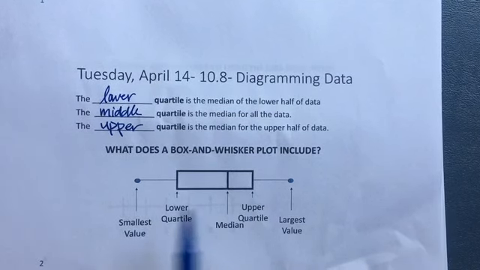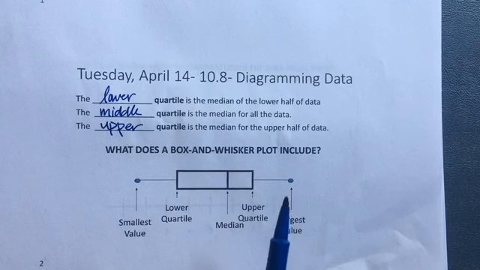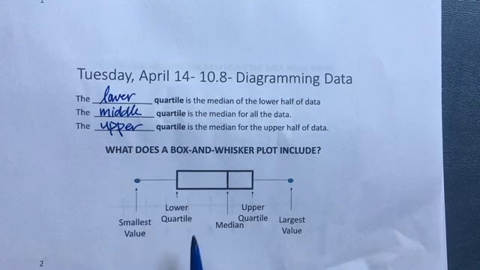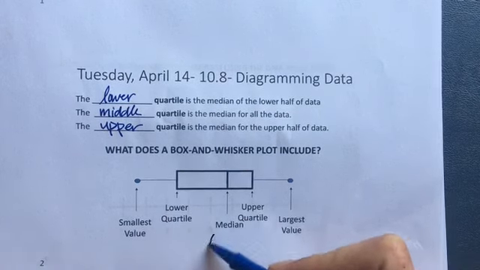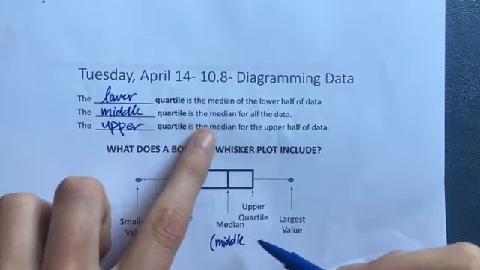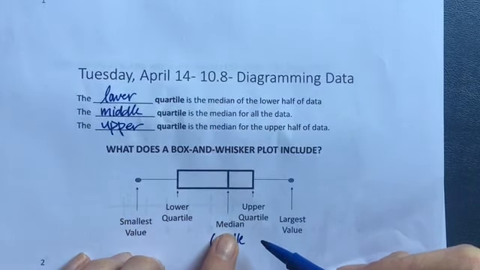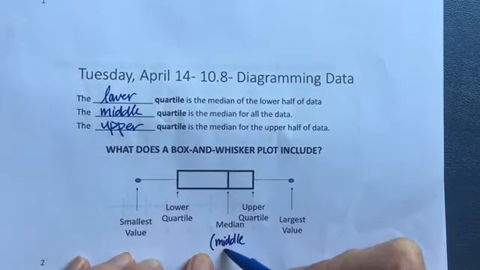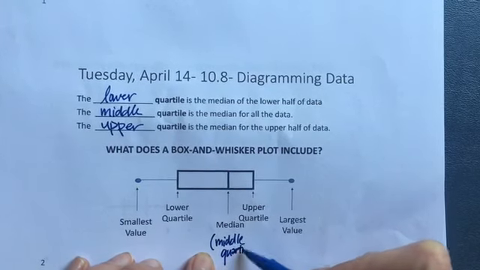So in a box and whisker, you can see what is included in it. At the bottom, or to the far left, is the smallest value, and to the right, or the top, we see the largest value. So you'll be given a set of data, and we'll put the smallest down here, largest up here. Not too bad so far. Then we see the lower quartile, the upper quartile, and the median. Another word for median here is the middle quartile, which is the definition we were given up here. Middle quartile is the median for all data, and down here they just use the word median. We'll throw the word middle quartile in here as well.